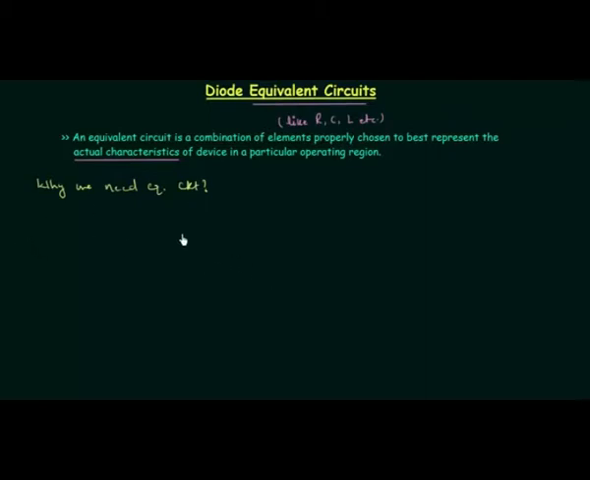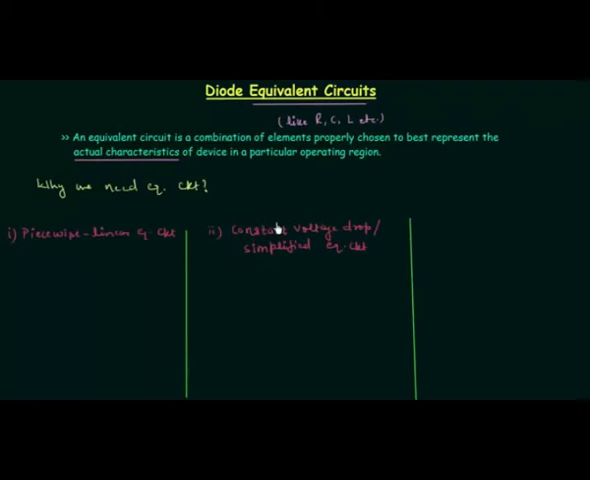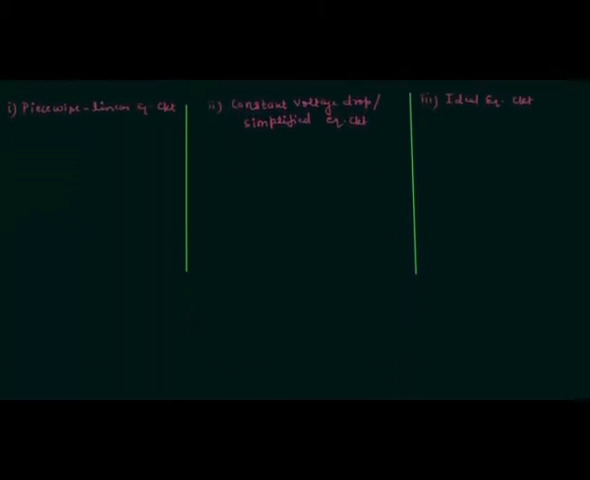The first one is the piecewise linear equivalent circuit. The second one is the constant voltage drop or simplified equivalent circuit. And the third and last one is the ideal equivalent circuit. In the last lecture we have already completed the ideal equivalent circuit, and we will start with the piecewise linear equivalent circuit.